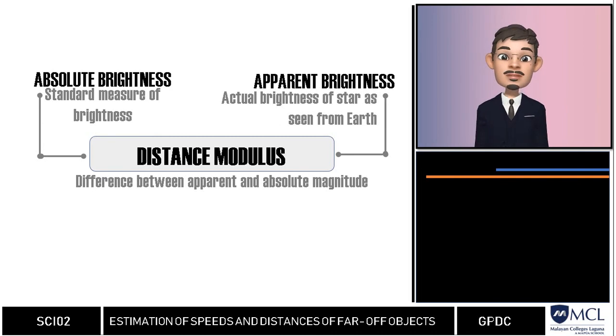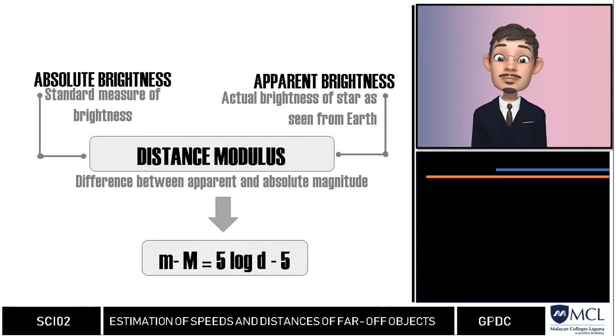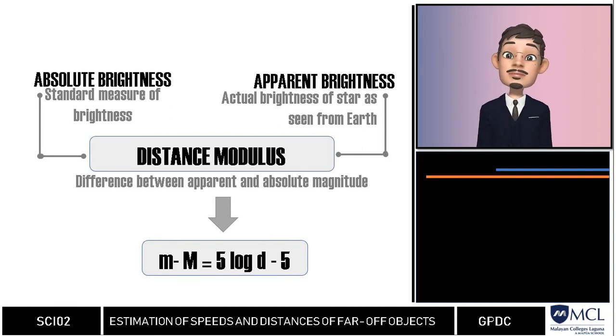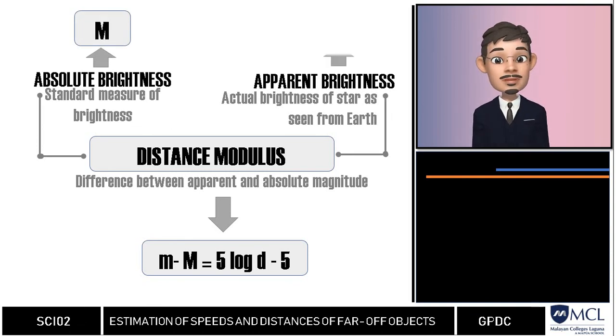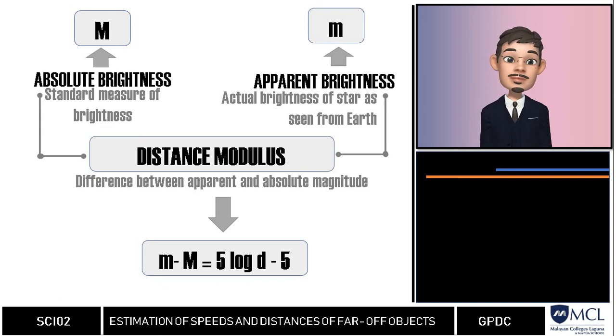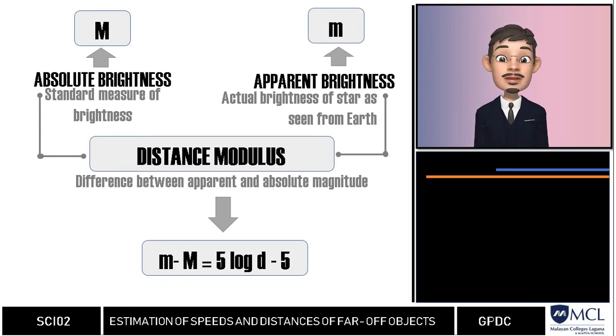By formula, we can express this as m minus M is equal to 5 log d minus 5, where the small m is the apparent magnitude, the big letter M is the absolute magnitude, and d is the distance to the object in parsec. In the next video, we will have some concrete problems to determine some distances of stars that can be achieved using the spectroscopy method and finding the distance modulus.